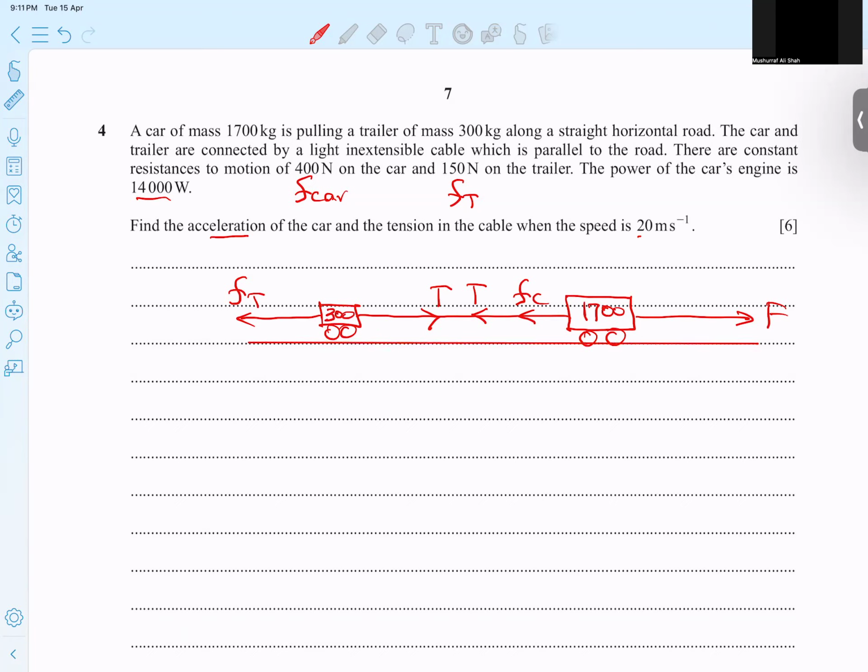Now we will make two equations. This is for car. So how many forces are acting here? F, the friction and tension. So I can say capital F minus friction on car minus tension equals MA. Basically this is power by V, because we have a formula, power is equal to force into speed. So I'm writing here power by V.